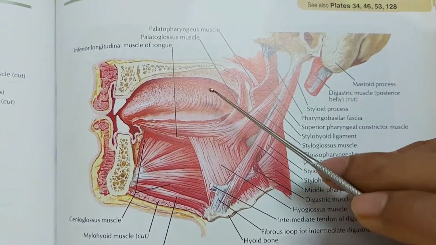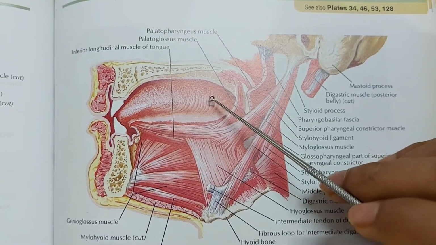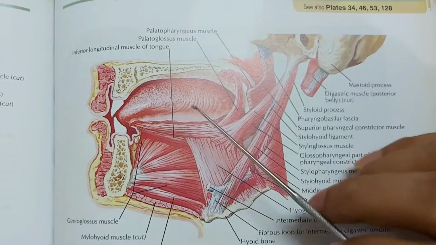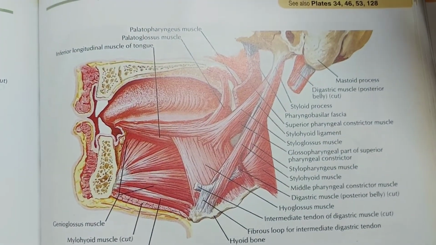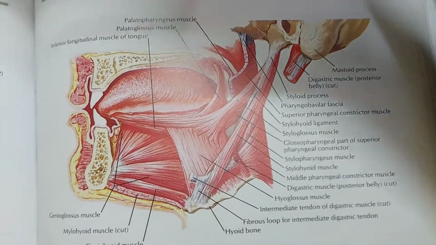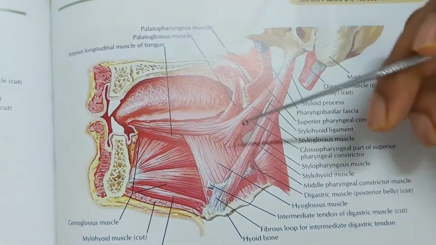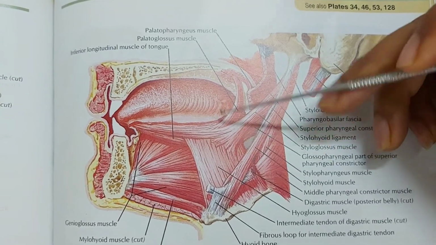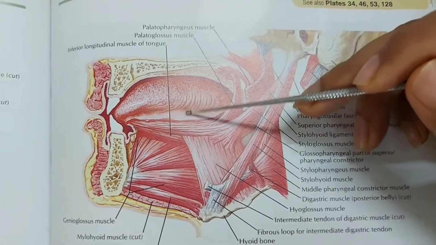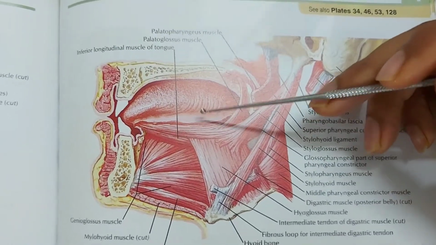For the nerve supply to this muscle, there is a cranial nerve, the 12th cranial nerve, that is known as the hypoglossal nerve. So all these muscles are supplied by the hypoglossal.